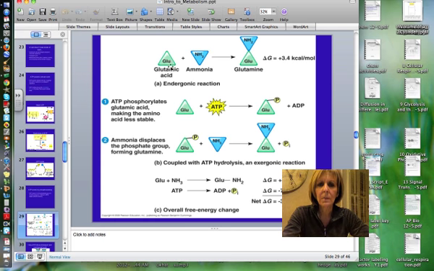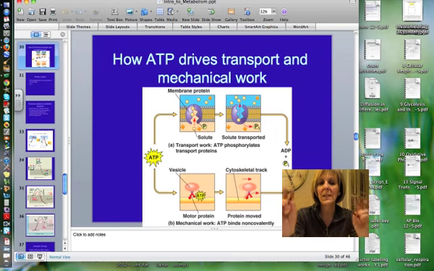So here's an example of an endergonic reaction that the cell would like to have happen. Glutamic acid and ammonia bonding together to make glutamine is an endergonic reaction that requires an input of energy. So the cell is going to phosphorylate glutamic acid, which makes it unstable and therefore more likely to form with the ammonia. And so it is coupling an endergonic reaction with an exergonic reaction, and the net delta G is a negative 3.9 kilocalories per mole, and so that reaction, what we say, goes.